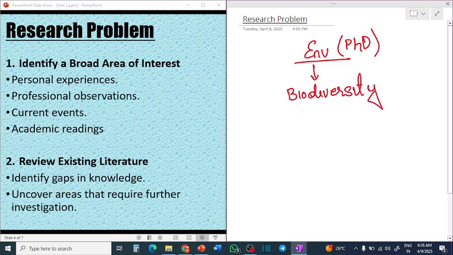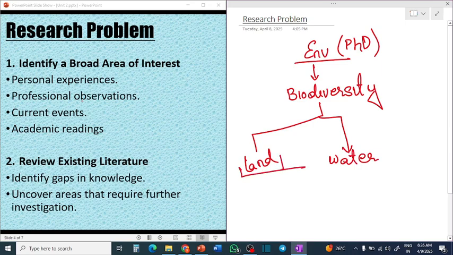Biodiversity can be seen both on land and on water. So you have selected that you will learn about the biodiversity on land. How will you learn about the biodiversity of land? Will you learn about the animals? You can learn about the birds. You can learn about the insects. So, you have selected that you will learn about the animals. Then, in animals, which animal have you targeted? Then, you will learn about tigers.